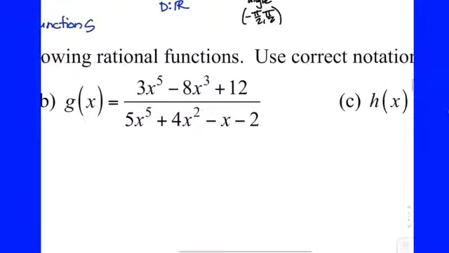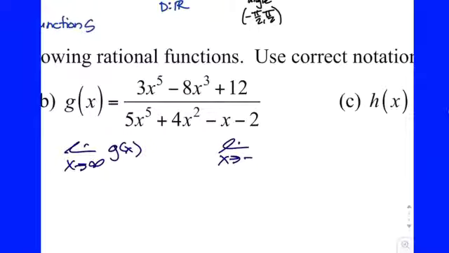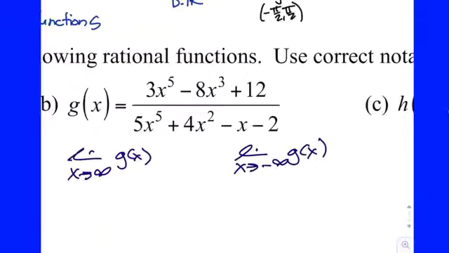Case 2. Look at this one. We're finding the end behaviors again. So if you want to write it out, it's the limit as x goes to infinity now of g, and the limit as x goes to negative infinity of g. And let's find the leading terms. Because it's an infinite limit, we'll just get rid of anything that's not the largest exponent.